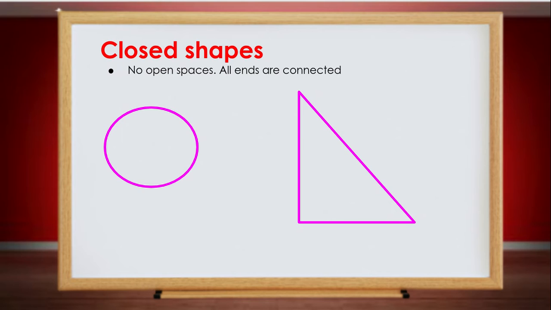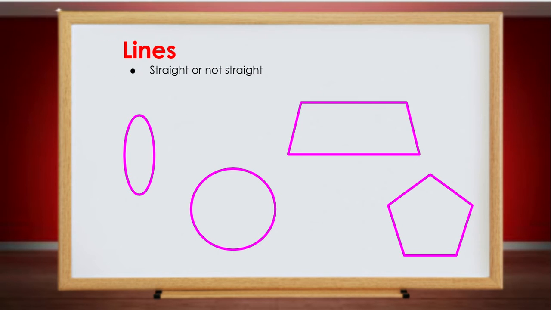So these two shapes in front of us, a circle and a triangle, are similar because they have the same attribute of a closed shape. Great, that's one attribute. Let's go to a next one. Now let's look at all these shapes. What do you notice?